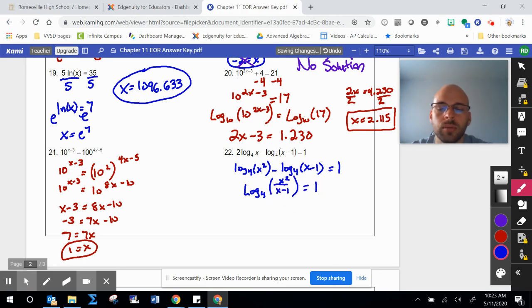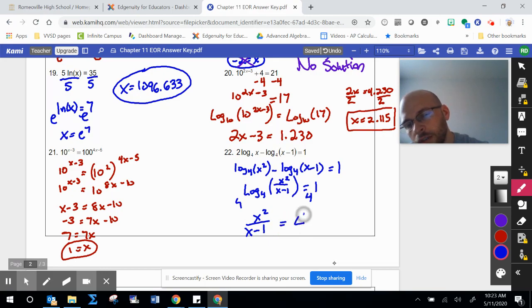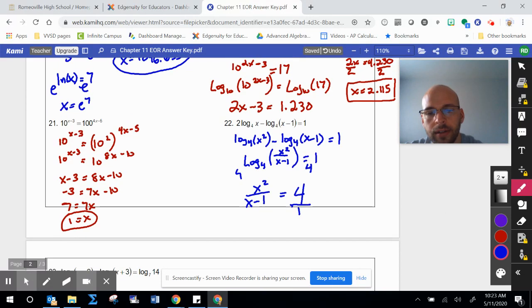And now that it's all in terms of one log, we can get rid of that log, right? So I'm going to use base 4 on both sides, so 4 to each power. These cancel. So now I have this rational expression, x squared over x minus 1 equals 4 to the first, which is just 4. So if I'm going to solve this, I'm just going to put this over 1 and cross multiply. Now I'm running out a little bit of room here, but we're going to see what I get. I'm going to get 4 times x minus 1, which is 4x minus 4, equals x squared.